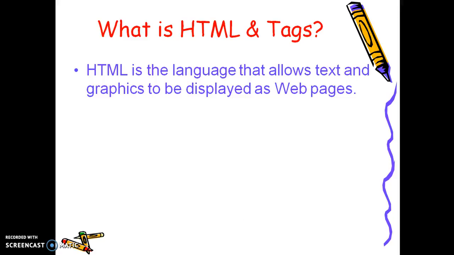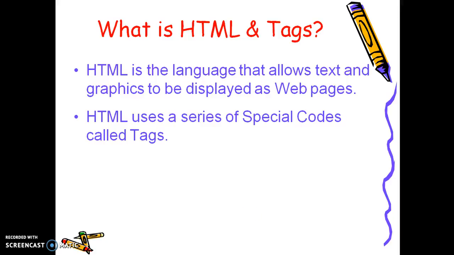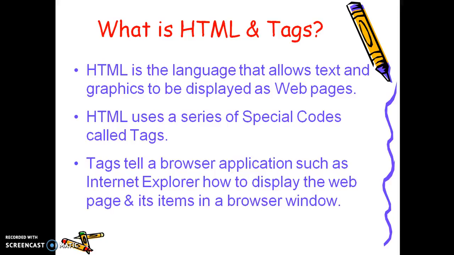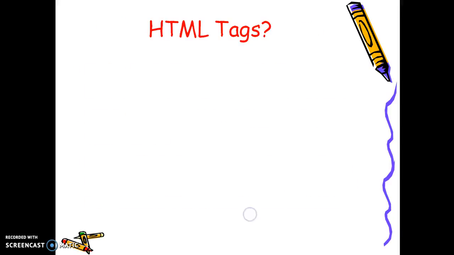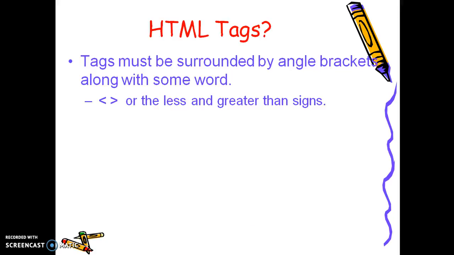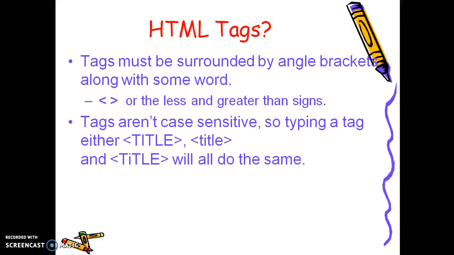Now what is HTML and tags? HTML is the language that allows text and graphics to be displayed as web pages. HTML uses a series of special codes called tags. Tags tell a browser application such as Internet Explorer how to display the web pages and its atom in the browser window. HTML tags must be surrounded by angle brackets along with some word. Here there are less than and greater than signs. Tags aren't case sensitive, so typing a tag in either uppercase or lowercase will be the same.